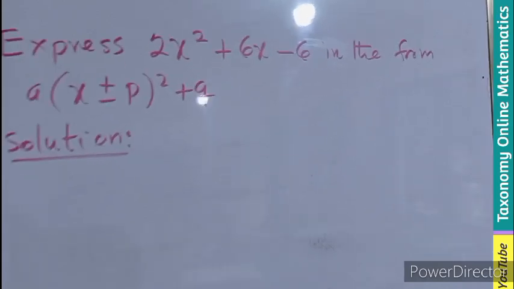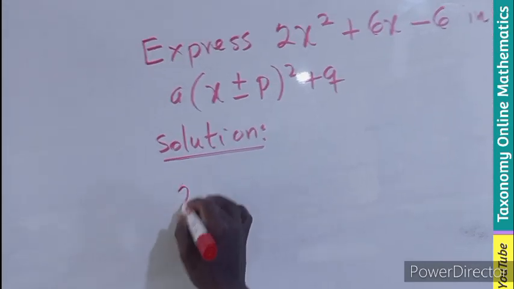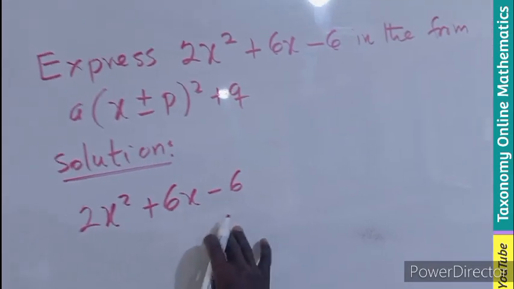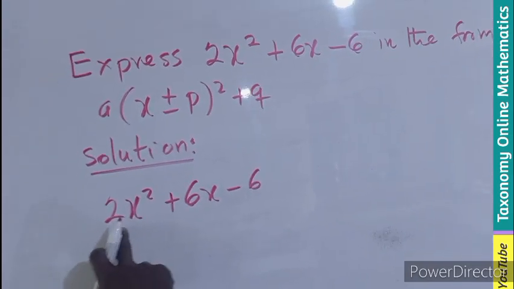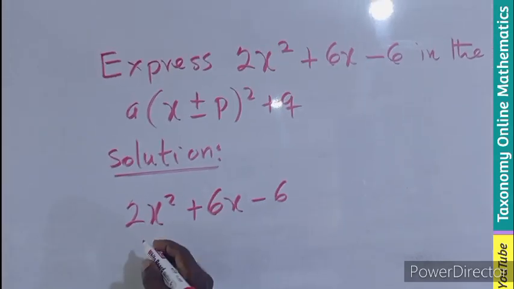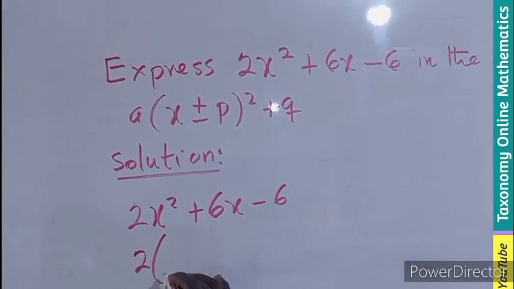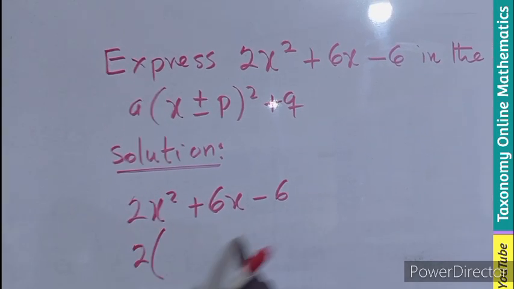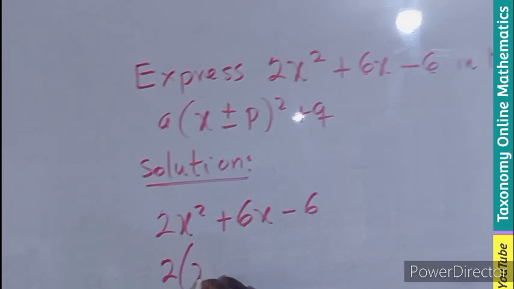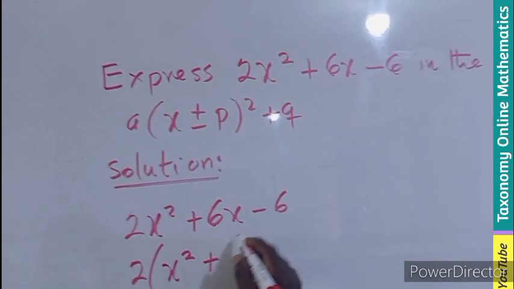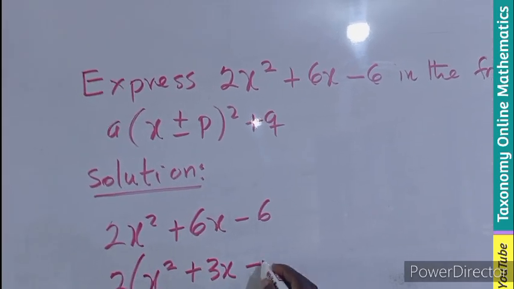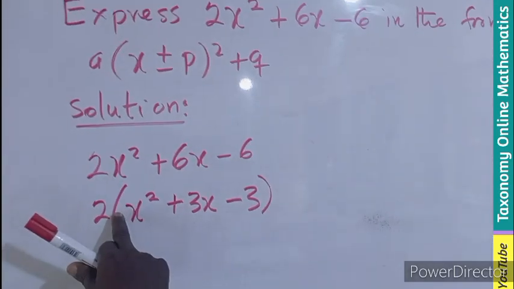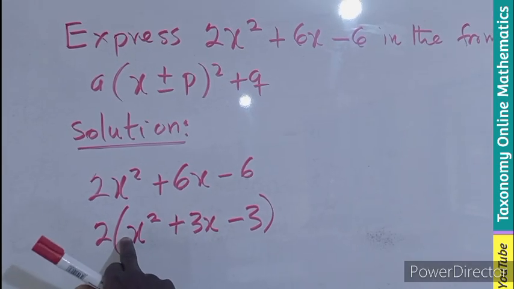So the first thing, we have to write the expression as 2x squared plus 6x minus 6. We need to eliminate the coefficient of the x squared. In doing so, we take it out and factorize. So if you divide all these by the 2, that will give you x squared. Dividing this by the 2 will give you 3x. Then we have 3. We have succeeded in removing the coefficient of the x squared. Now it is 1.